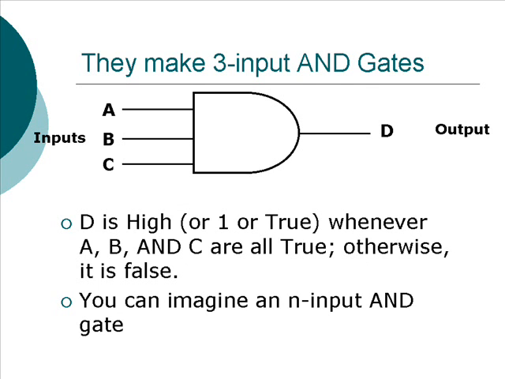As I mentioned previously, you can make a 3-input AND gate. In this case, the inputs are A, B, and C, and D is the output. D is high, that is 1 or true, whenever all of A, B, and C are true. Otherwise, it's false. You can easily imagine how an input AND gate would work.